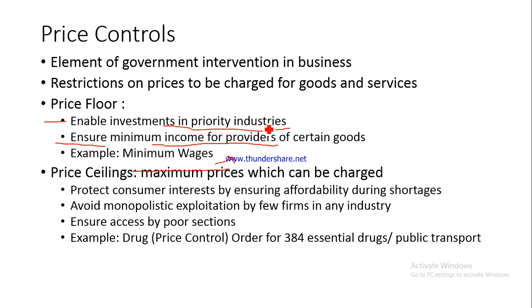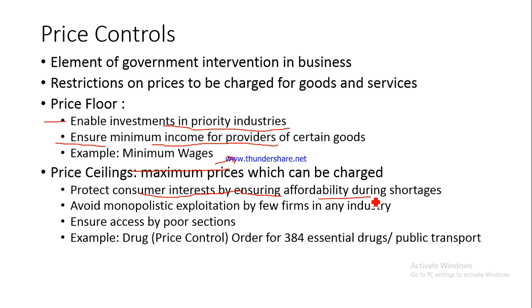Price ceilings are an obligation for the sellers. They cannot sell at a higher price than what has been specified in the price ceilings, right? So the maximum price at which the products or the services can be sold, this is the price ceiling. It protects consumer interest. Now here please understand, the whole objective is to protect consumer interest by ensuring affordability during shortages. Why would prices increase?